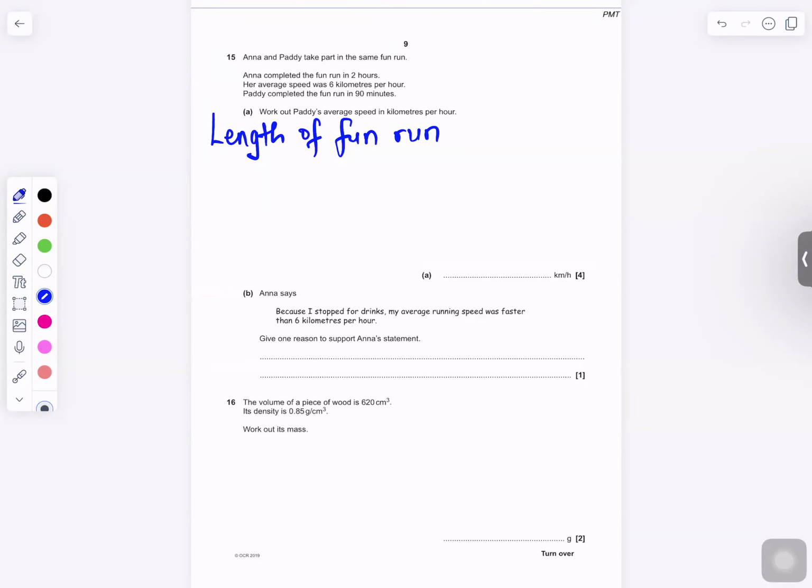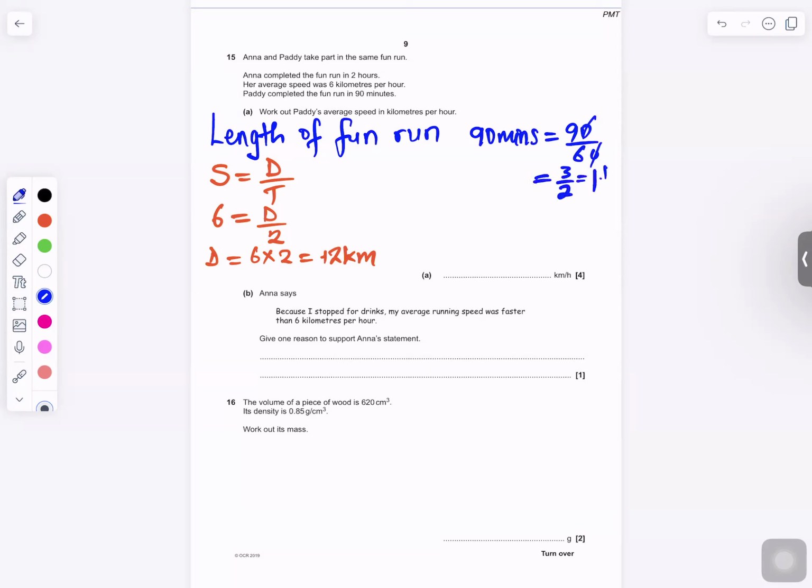You see that? Yeah. So we have speed is distance divided by time. So if we have 6 equals the distance divided by 2, the distance is 6 times 2. 12. 12 kilometers. Now we got 90 minutes. We change 90 minutes to hours. 90 minutes is 90 divided by 60. The zeros will cancel. Divide by 3 is 3 over 2, which is 1.5 hours.